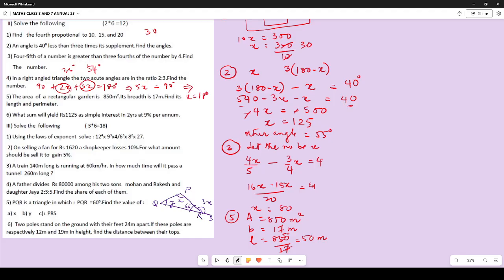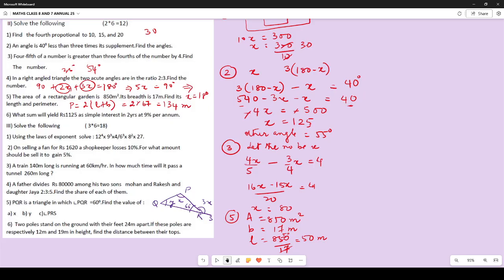Now you have to find out the perimeter as well, right? So perimeter is equal to what? Perimeter is equal to twice length plus breadth. Length is 50, breadth is 17. So this is 67. This is equal to 2 into 67, which is equal to 134 meters. That will be your answer.